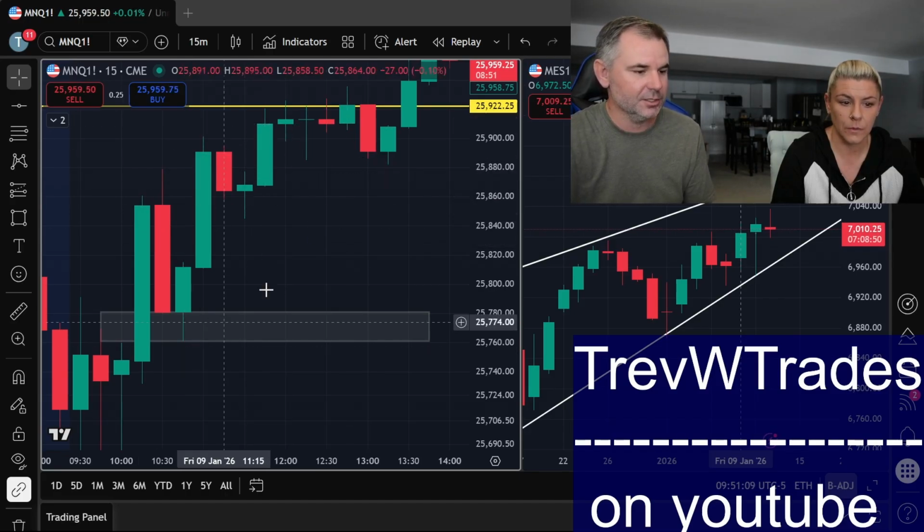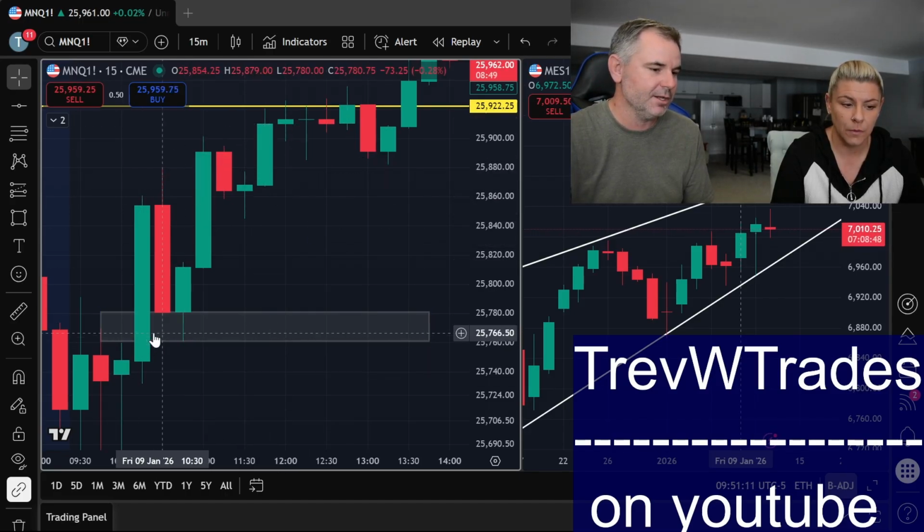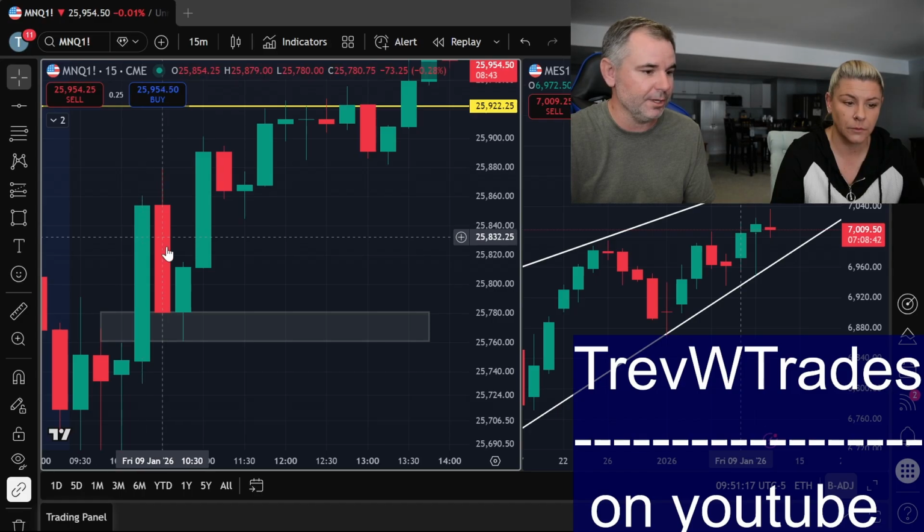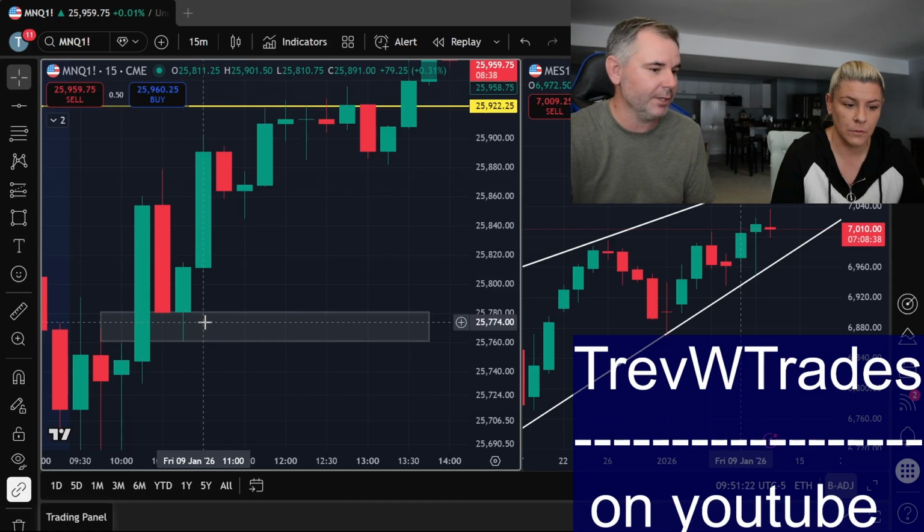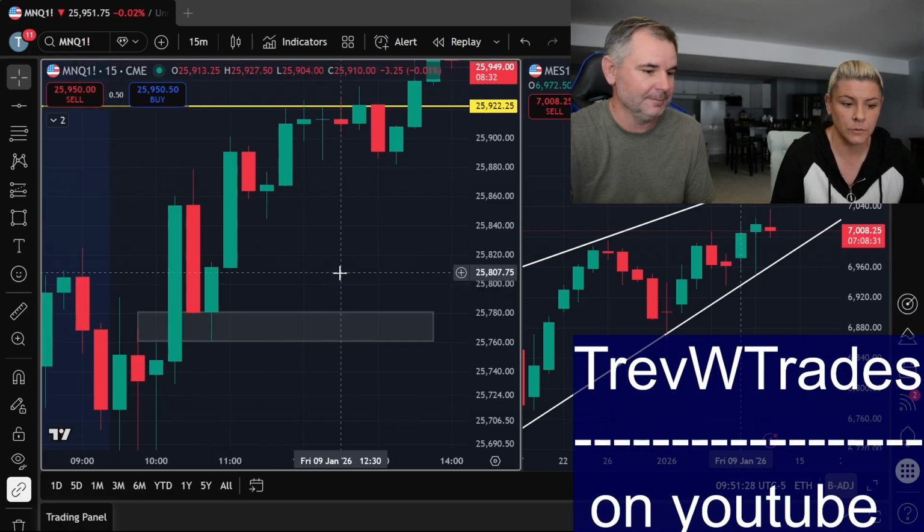So I look at these fair value gaps as a gas station for the train. Maybe the train couldn't go all the way north. We got to come back, get some gas, some more passengers, basically more buying pressure. And then this is your entry. This is the entry point. That's where we buy.